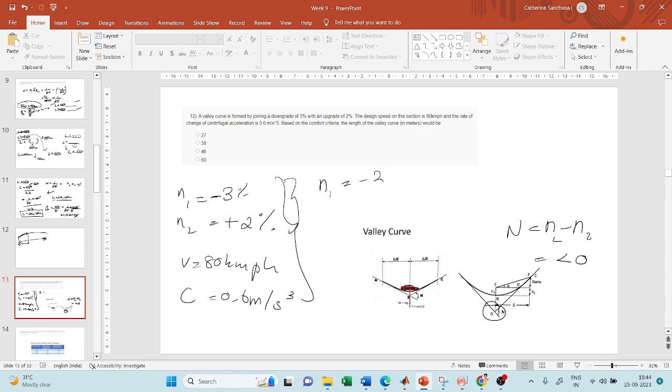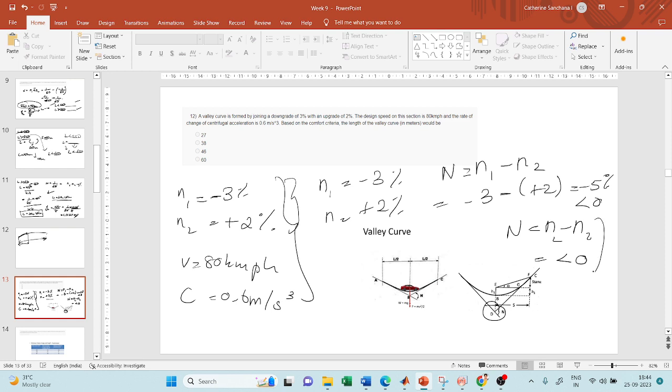N1 is minus 3%, N2 is plus 2%. Now what is N? N is N1 minus N2, which is minus 3 minus of plus 2, which is minus 5%. So this is less than 0. So this is a valley curve. Okay. So it is just exactly opposite to a summit curve.